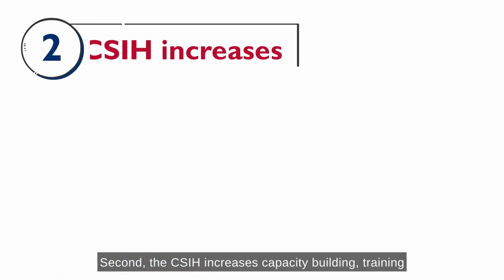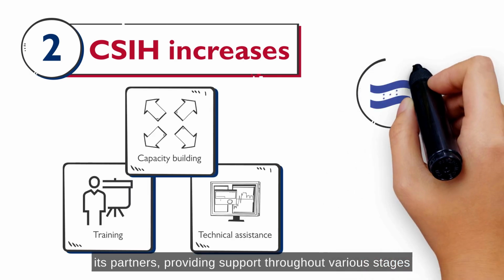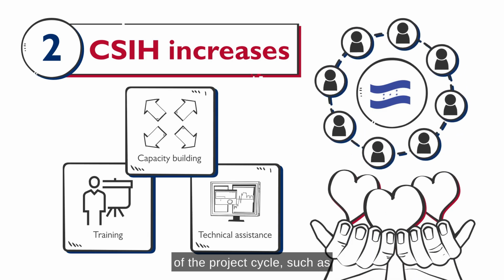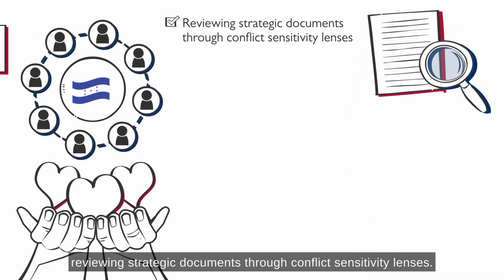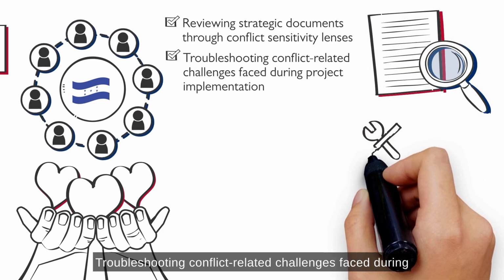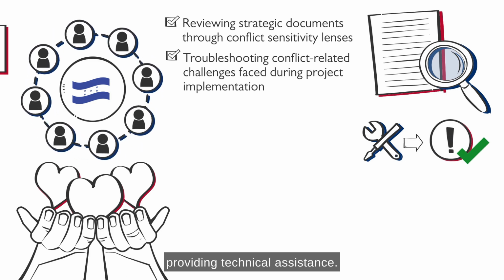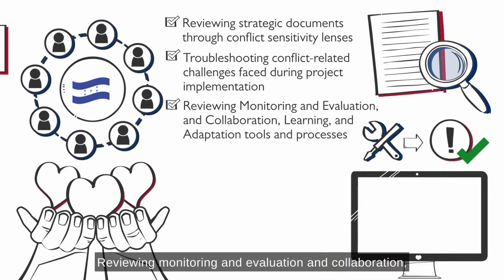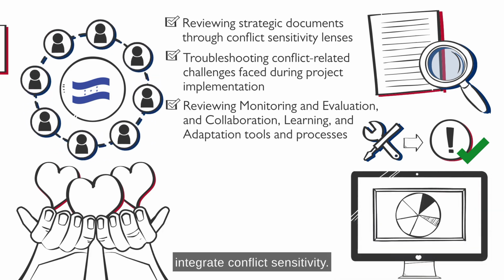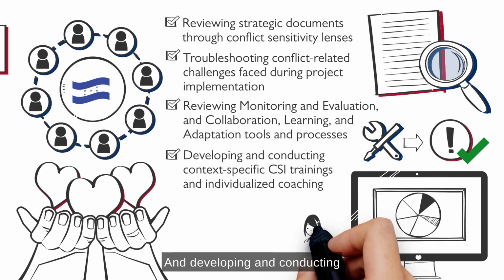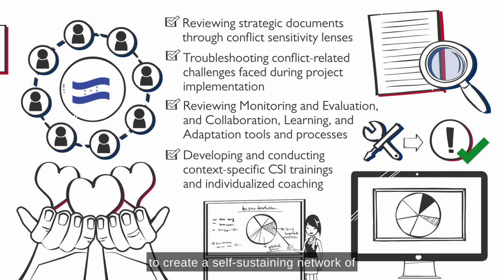Second, the CSIH increases capacity building, training, and technical assistance for the mission and its partners, providing support throughout various stages of the project cycle, such as reviewing strategic documents through conflict sensitivity lenses, troubleshooting conflict-related challenges faced during project implementation by creating tools and providing technical assistance, reviewing monitoring and evaluation and collaboration, learning, and adaptation tools and processes to integrate conflict sensitivity, and developing and conducting context-specific CSI trainings and individualized coaching to create a self-sustaining network of conflict sensitivity champions.